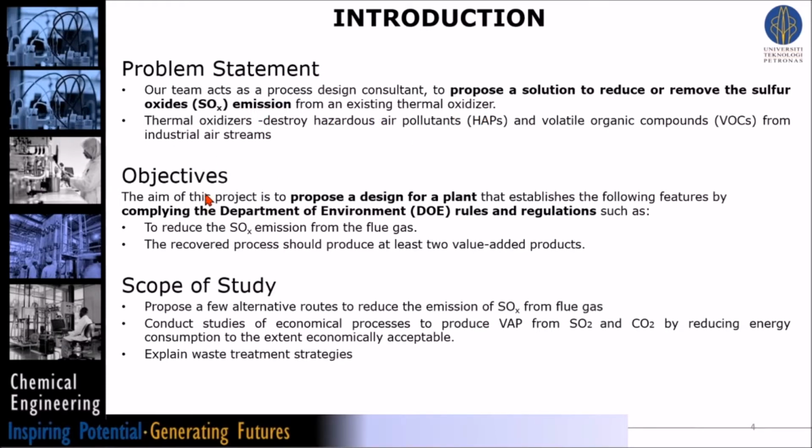This leads to our objectives, where we want to propose a design for a plant that complies with the Department of Environment rules and regulations. Number 1, we want to reduce the sulfur oxides emission from the flue gas. And number 2, we want to produce at least 2 value-added products. For our scope of study, we will focus on the routes to reduce the emission of sulfur oxides, and also we will conduct an economic analysis and finally explain our waste treatment strategies.